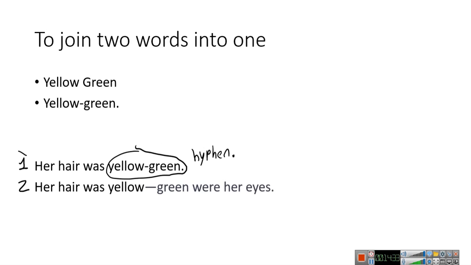So you got it. Now let's look at the second one. Her hair was yellow, green were her eyes. Is this a dash or a hyphen? Dash. Very good, you got it. So what kind of dash is the second one? What's the role of that dash?